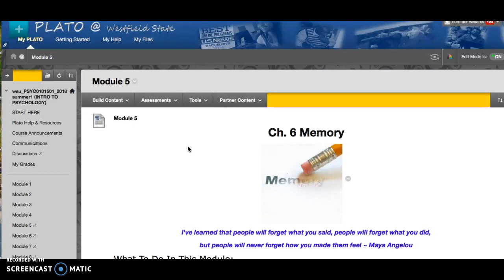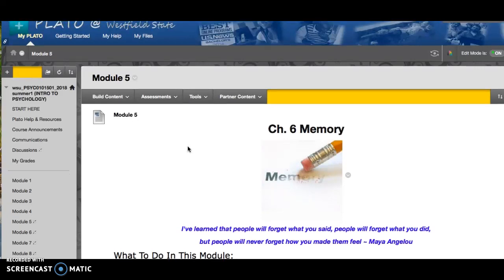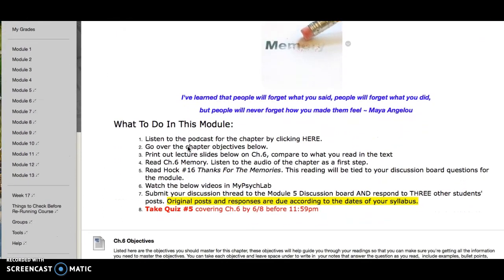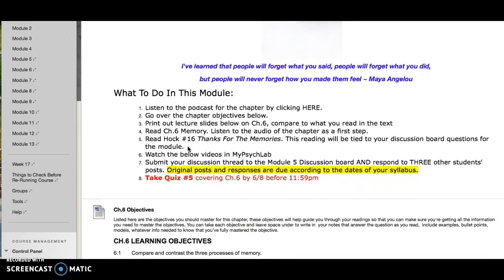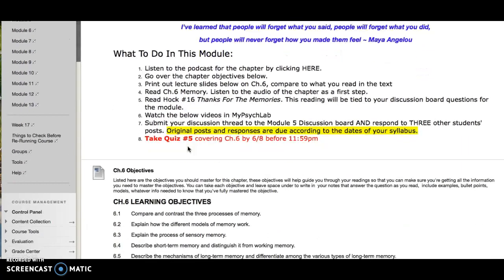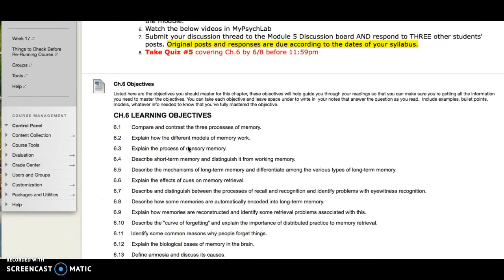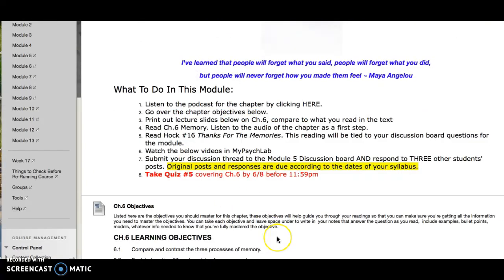Let me go over this module with you, touching on all the key things that I want you to make sure to check. Here is your to-do list for the week, for module 5, I should say. Your objectives for the chapter are here.